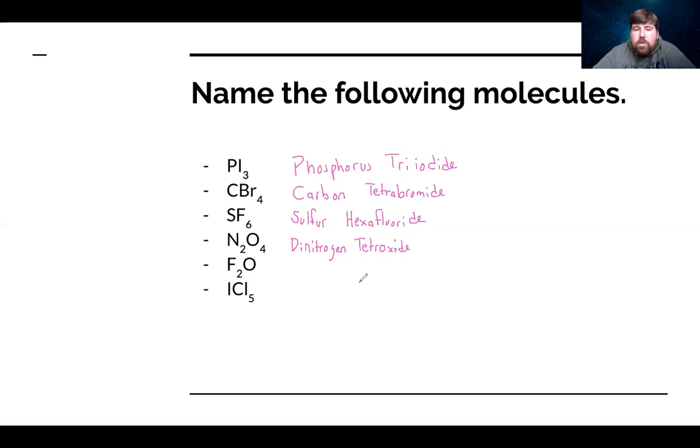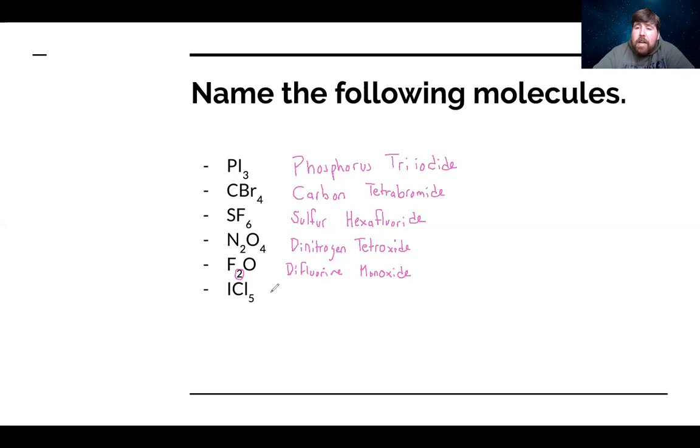So dinitrogen tetroxide. And same thing with the second one here. I noticed that there are 2 fluorines. So I need to use the prefix di, but I'm going to name the first element as is. This is going to be difluorine. And once again, I didn't change the ending. And I always use a prefix for the second element. So how many oxygens did I have? I had just one. So that's going to be mono. And just like above, instead of saying monooxide, I'm just going to say monoxide. So this is difluorine monoxide.